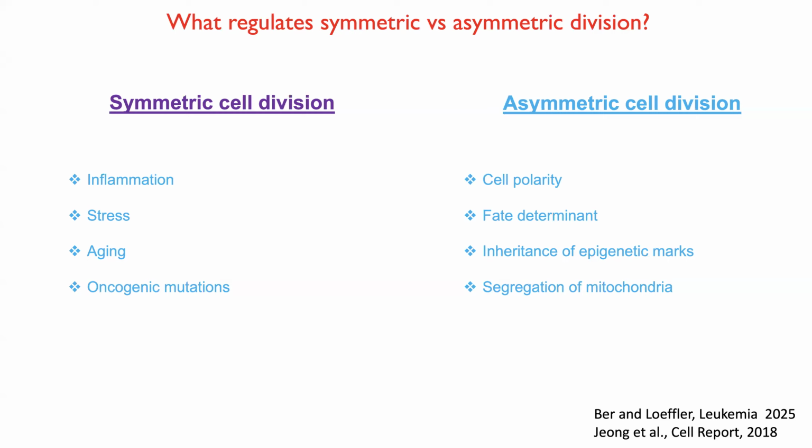Okay? Some fate determinants like RNA binding proteins also contribute to asymmetric divisions, and asymmetric inheritance of mitochondria or epigenetic marks like H3K27 trimethylation during cell divisions can contribute to asymmetric cell divisions. So the next question is, how do you identify HSCs?